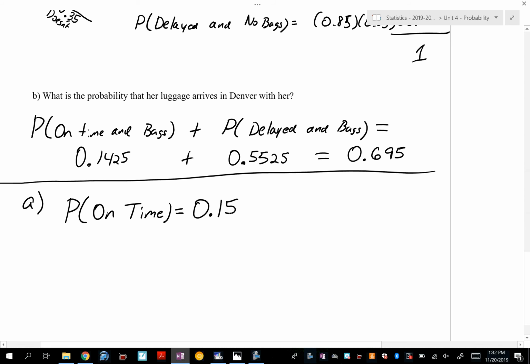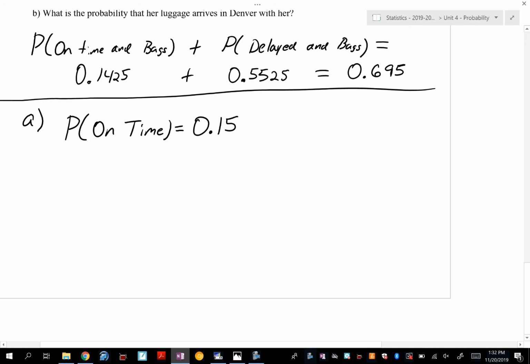What's the likelihood that her first flight is on time? 0.15. Now here's what it means if they're independent events. This probability of her first flight being on time stays the same if I tell you that her bags made it. So here's how I'm going to write that. The probability that her flight is on time given that her bags made it. That she has her bags.